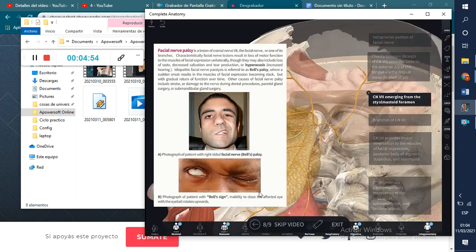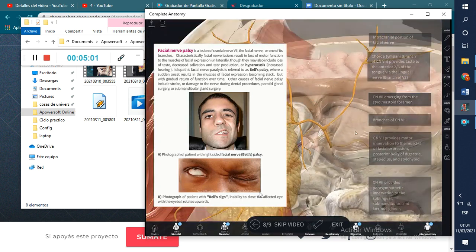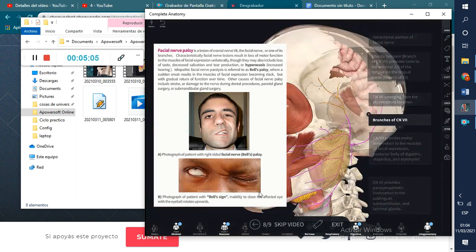The facial nerve comes out of the stylomastoid foramen, so it's a hole between your styloid process and the mastoid process. That's where it emerges. And you can see that the branches of the facial nerve go all over the place.